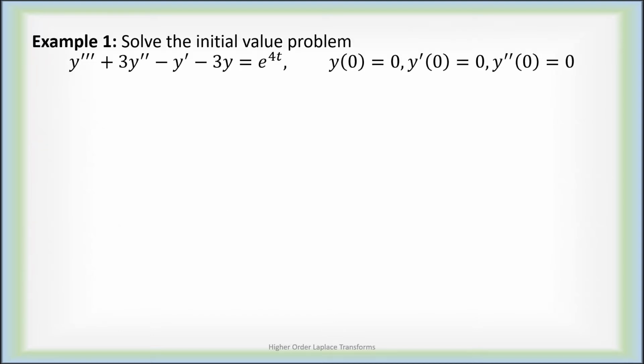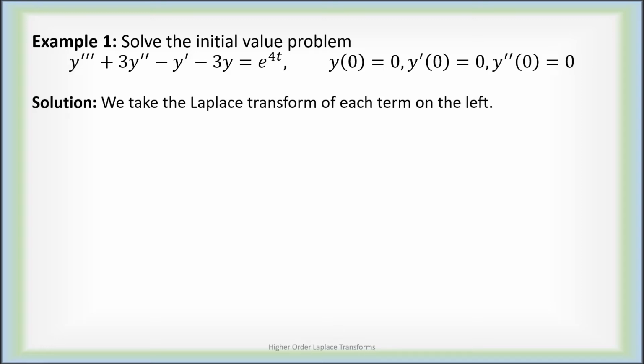So for our first example, let's solve the initial value problem. y''' + 3y'' - y' - 3y = e^(4t), where our initial values are that y(0), y'(0), and y''(0) are all 0. Now we can solve this problem using the method of undetermined coefficients, and it's not that big of a deal. However, we're not going to.